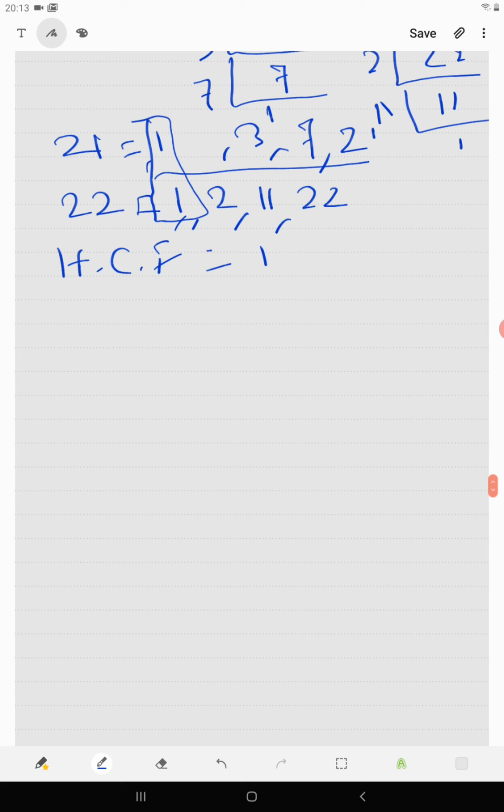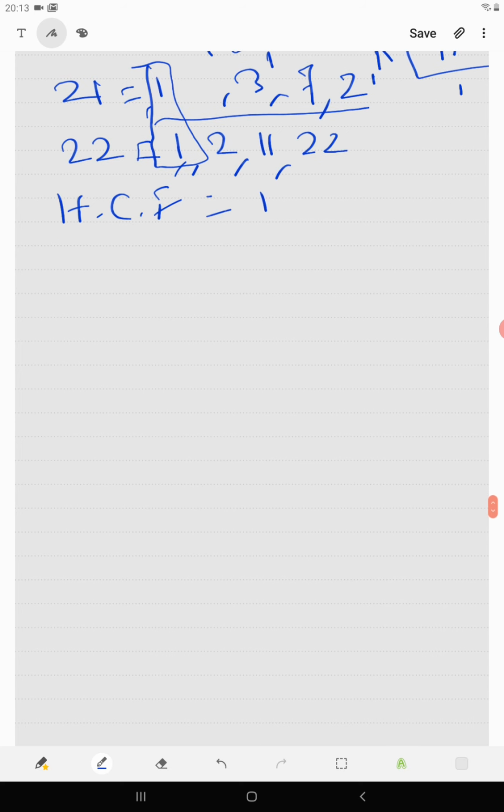Okay, now let's start doing the exercise. So these three points are very important. In exercise 1.3, generally we need to prove that the given numbers are irrational. That we need to prove. So let's start from there.